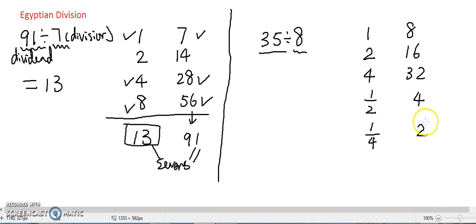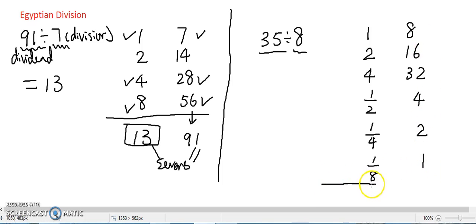Now we take a look at these numbers again, and it seems like we're still not able to come up with 35. So let's do it one more time. We take half of 1/4, we get 1/8. Take half of 2, we get 1. Because we want to get 35, and 35 is an odd number, if we only have even numbers, there's no way you can come up with 35. So that's why we have to keep doing this until we get a 1, which is an odd number.